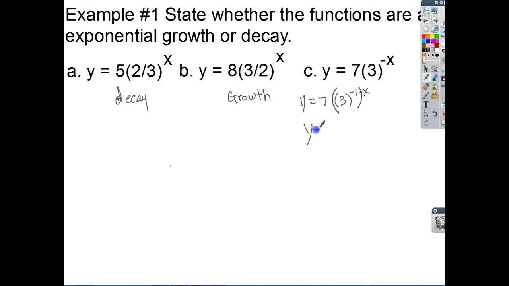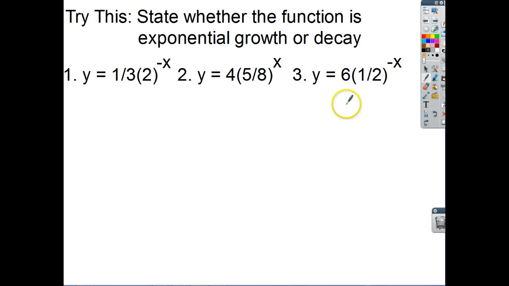Well, that simplifies into 1/3 raised to the x. And now what kind of value does that have? Yes, that does fit between 0 and 1, and this is definitely a decay function. So be careful of that negative exponent and the implications on the base. All right, I want to get you to try a couple of these. Tell me whether or not these are decay or growth.